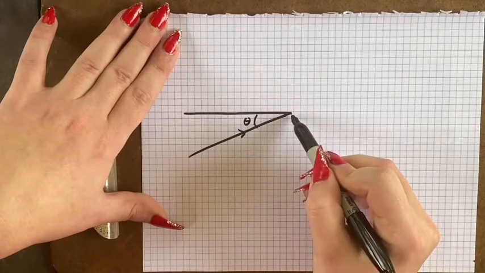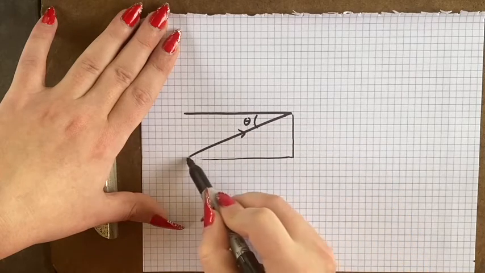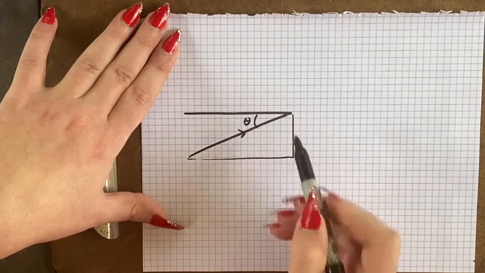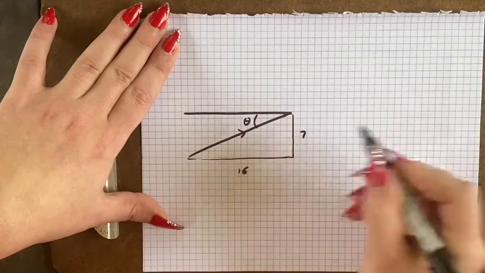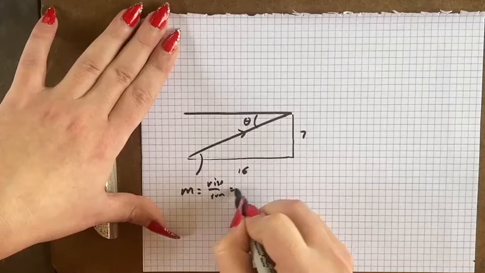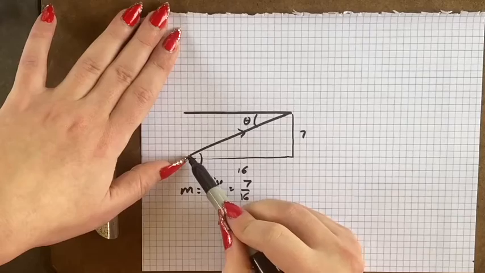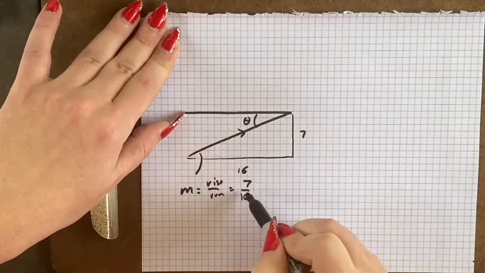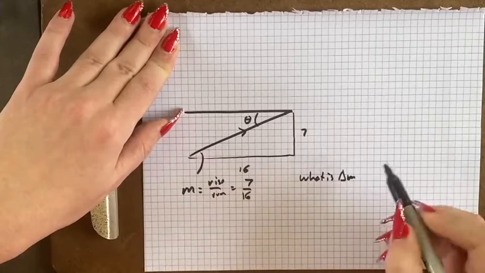Let's do this again. I need a slope, right? So here's a triangle. It's got a run of 1, 2, 3, 4, 5, 6, 7, 8, 9, 10, 11, 12, 16. And a rise of 1, 2, 3, 4, 5, 6, 7. So the slope of this line is, of course, the rise over the run, which is 7 over 16. First thing I need to do is figure out, how do I turn this line into that line? And I'm asking, what do we need to do to the slope? What do we need to add? So what is delta m such that we get our new slope?